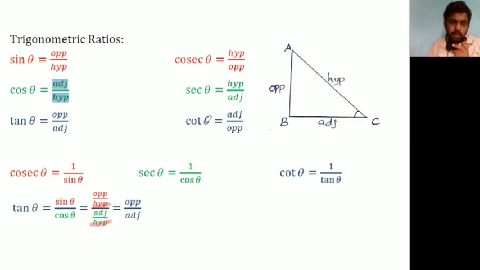Similarly, you can say cot theta is equal to cos theta by sin theta, which is the reciprocal of tan theta. Again, you can have cos theta by sin theta as adjacent by hypotenuse divided by opposite by hypotenuse. Again, both the hypotenuses get cancelled. You will have adjacent divided by opposite, which is cot theta.